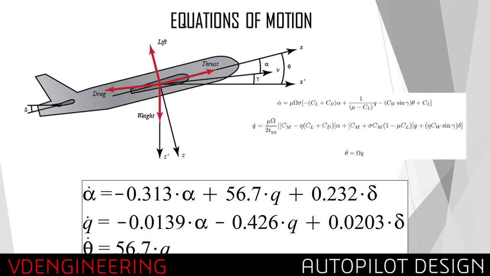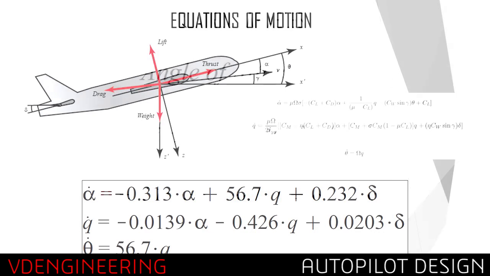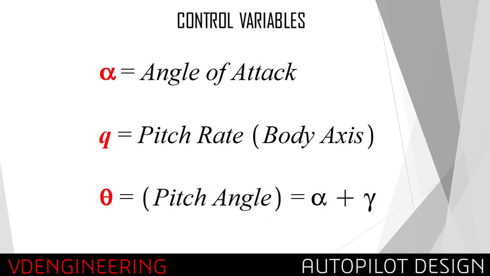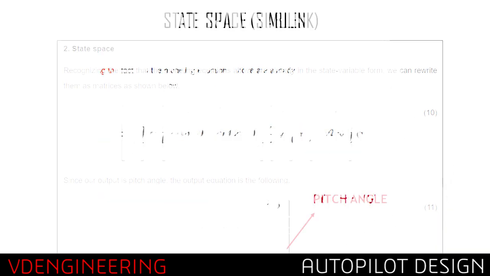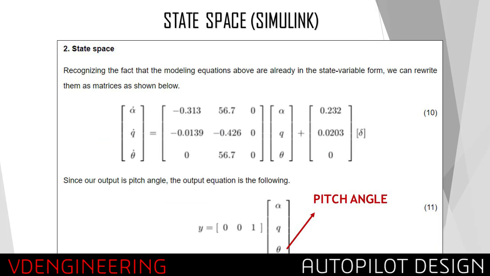You have the diagram on the top, and simply alpha is the angle of attack with respect to the velocity vector, Q is the pitch rate, and phi is the body pitch angle. And those are the control variables we're going to use. And we can represent this in state space in Simulink, and this is how we're going to start our control design. So let's jump into Simulink and get started.